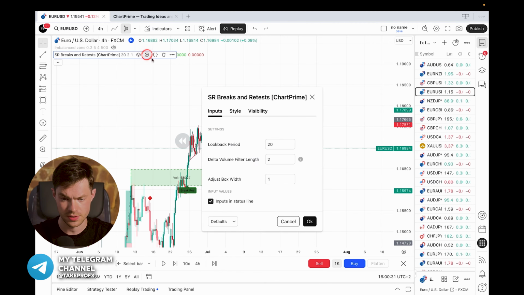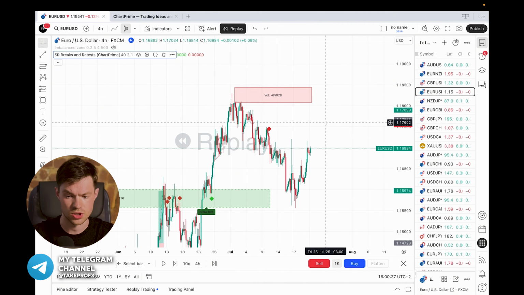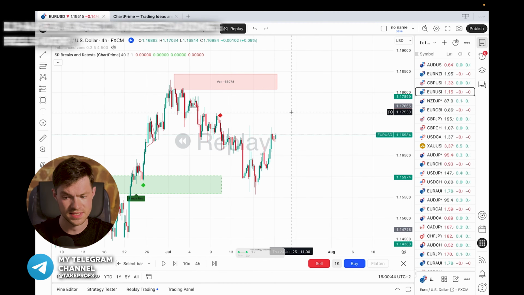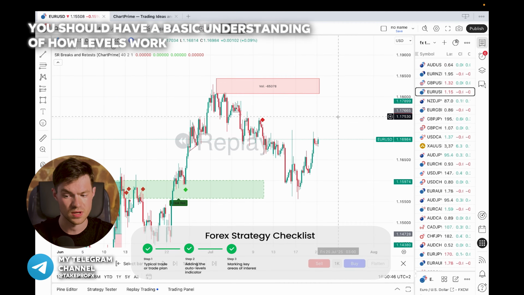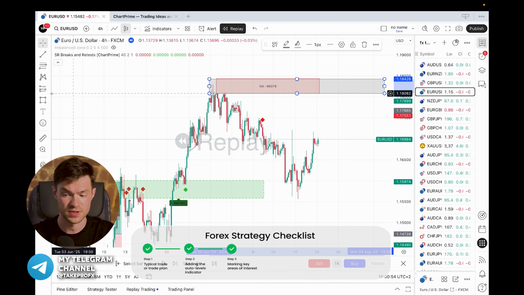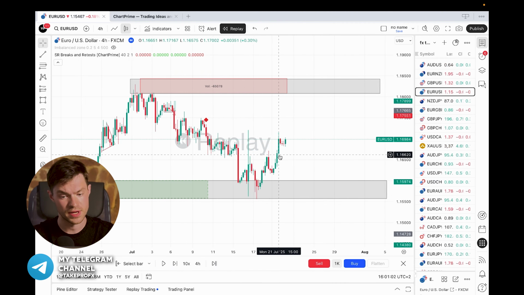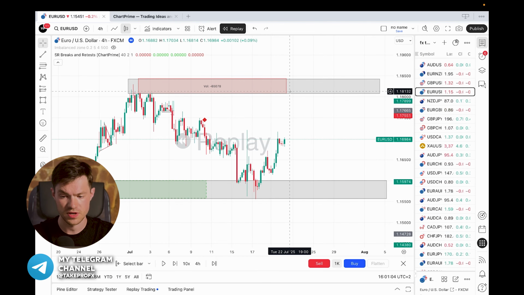I change the period from 20 to 40. This allows me to find more global and important levels on the chart. You should still have a basic understanding of how levels work, because with the help of the current indicator, I have no problem identifying the resistance zone and the support zone at this level. These are important areas where we will now look for trend weaknesses, which will allow us to open a position with a very favorable entry point.